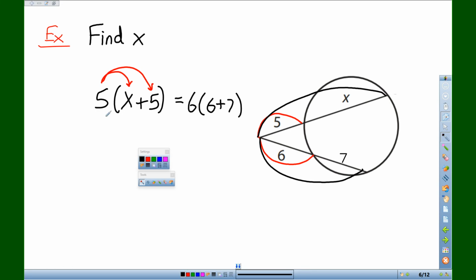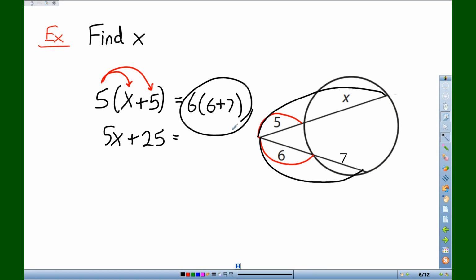So let's go ahead and do it. 5 times x is 5x. 5 times 5 is 25. On the right, we can do all of this math. Remember, if you can add the numbers in the parentheses, you want to start with that. I can do 6 plus 7 and get, I'm typing it just to make sure, 13, yes, and then I can multiply that by 6. 6 times 13 would give me 78.